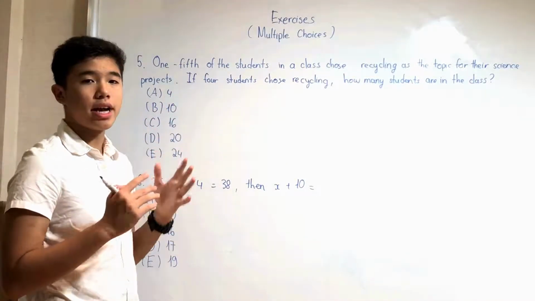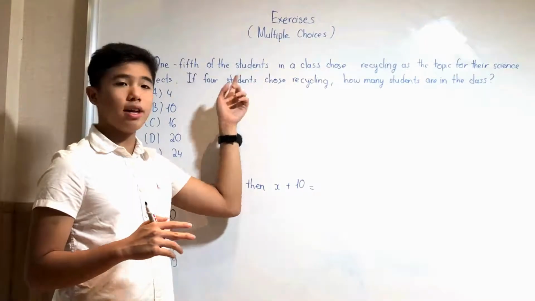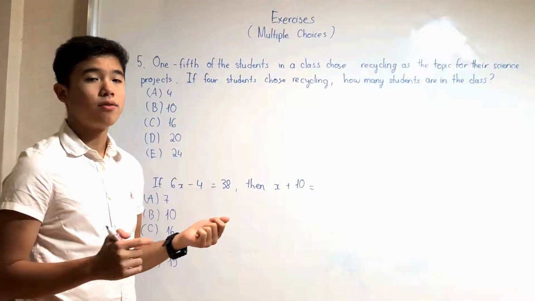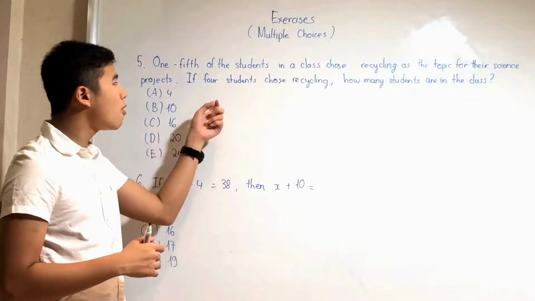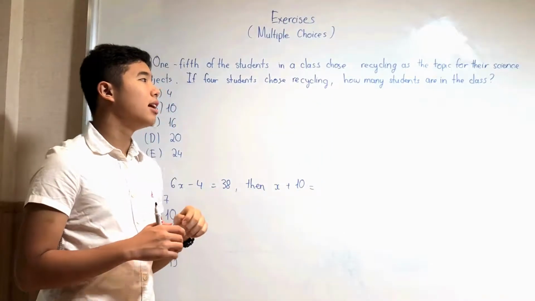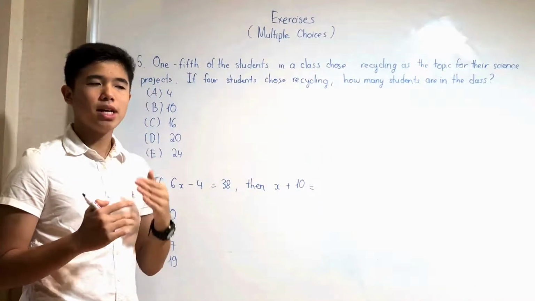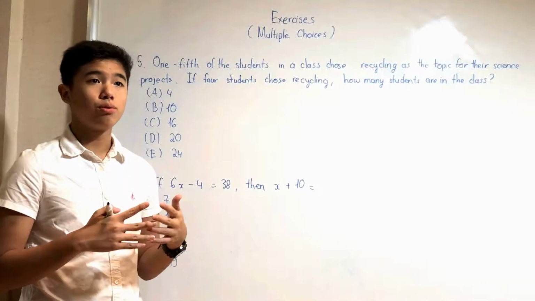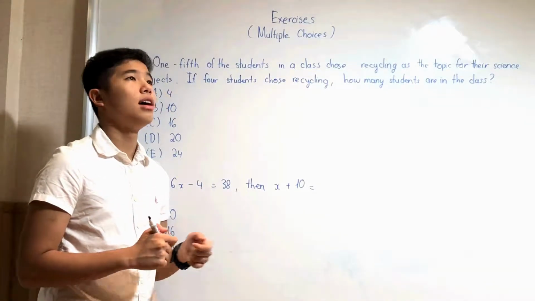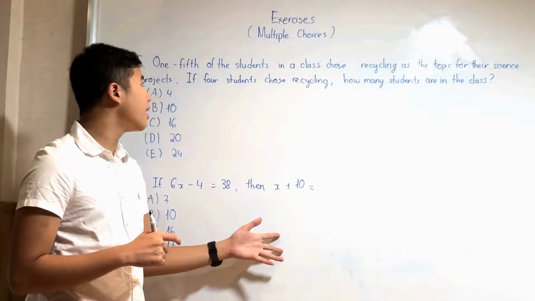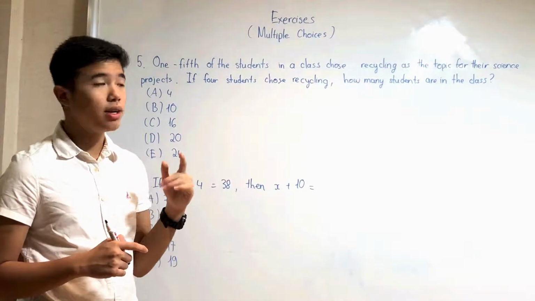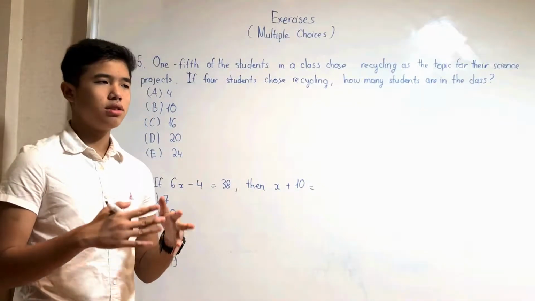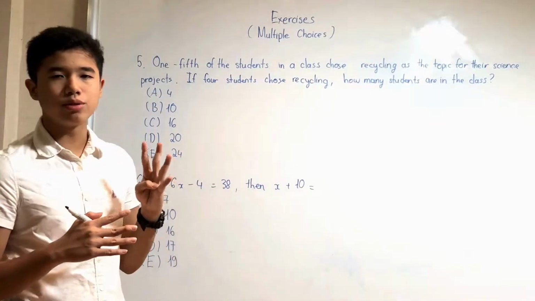5th question. The 5th question asks us, 1/5 of the students in a class chooses recycling as their topic for the science project. If 4 students chose recycling, how many students are in the class? Imagine in a class, the teacher asks the students to do a science project. They can choose whatever topic they want. And in that class, 1/5 of those students choose recycling. And they gave us that 4 students choose recycling.